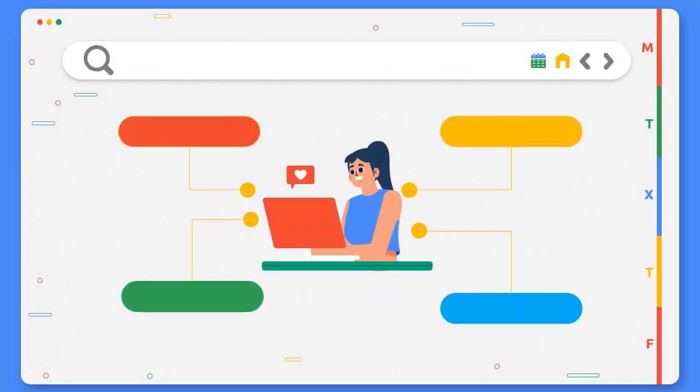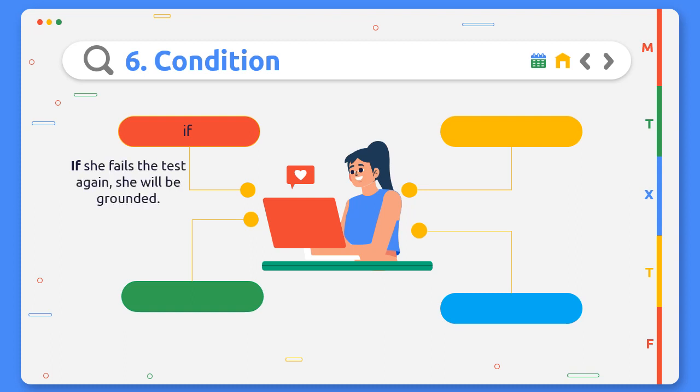We have come to the sixth category of subordinating conjunction, which is condition. Condition indicates the circumstances needed in order for something else to happen. The examples include "if", in which the sentence reads, if she fails the test, she will be grounded. Then we have "unless". Iman knows she will never succeed unless she works hard.